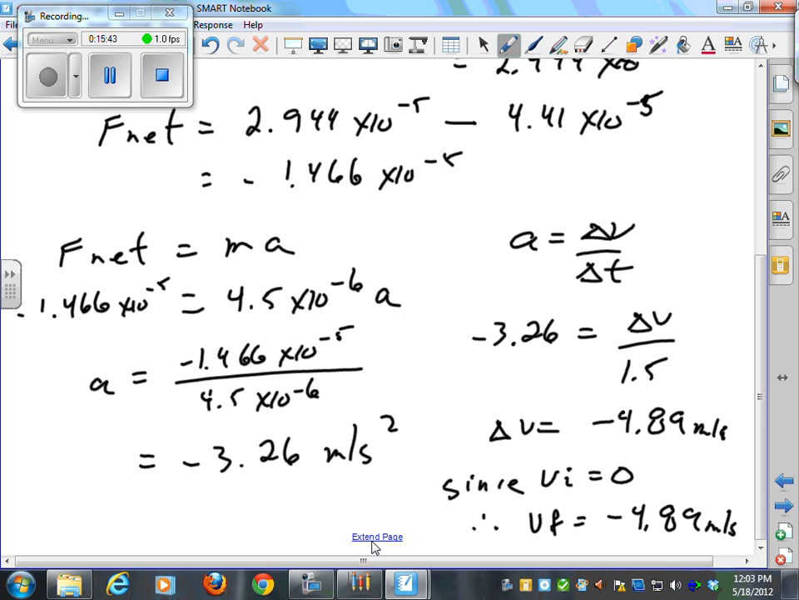Is that it? No, it's not, because there's one more part. It says, how far will it have fallen? V bar equals d over t, and since v initial equals 0, we could do that instead.